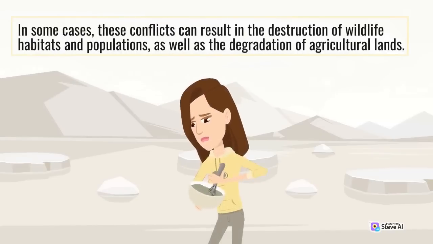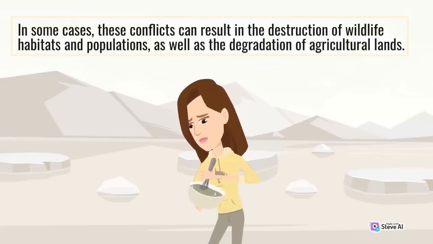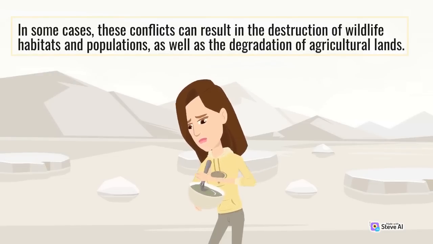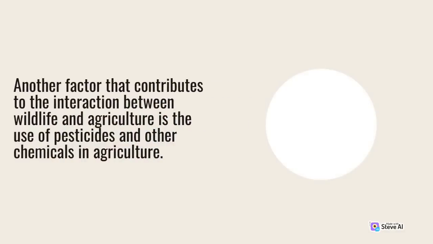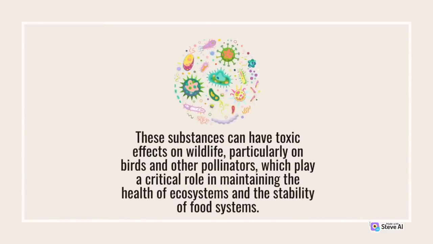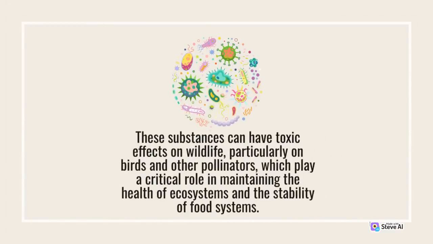In some cases, these conflicts can result in the destruction of wildlife habitats and populations, as well as the degradation of agricultural lands. Another factor that contributes to the interaction between wildlife and agriculture is the use of pesticides and other chemicals in agriculture. These substances can have toxic effects on wildlife, particularly on birds and other pollinators, which play a critical role in maintaining the health of ecosystems and the stability of food systems.